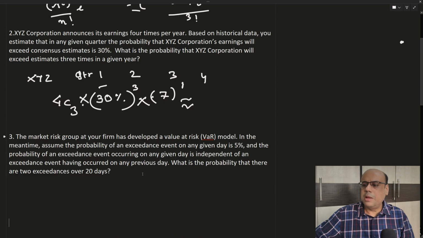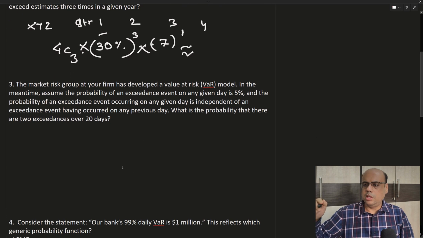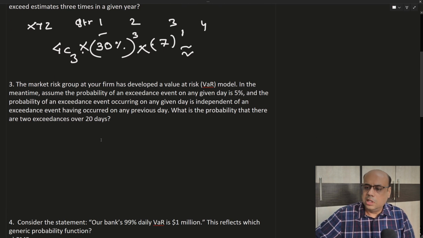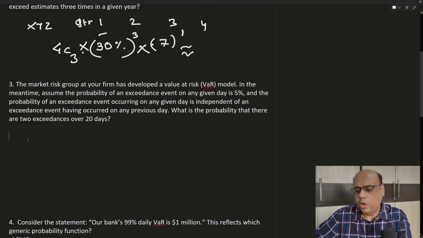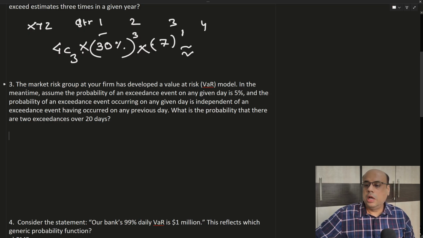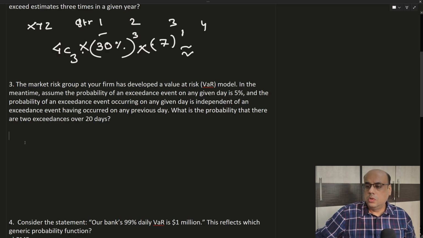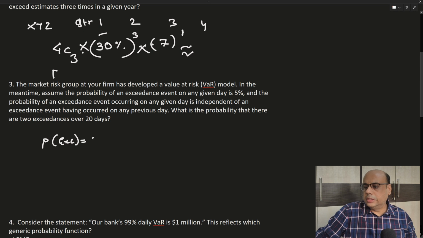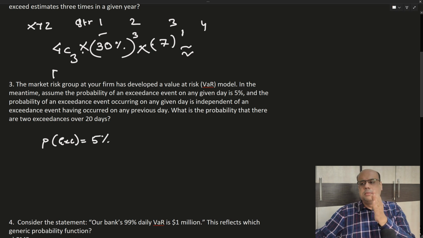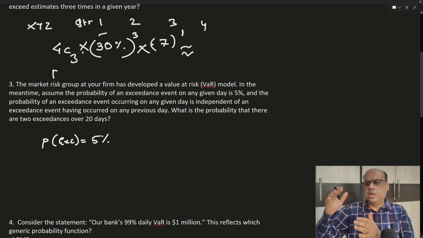In the interest of time, I will be skipping the actual mathematical calculation, which you can anyway do from your own calculator. Now, let us go to the third question. What it is asking is, assume that the probability of an exceedance, probability of exceeding, is 5%, and VAR is some measure of risk.